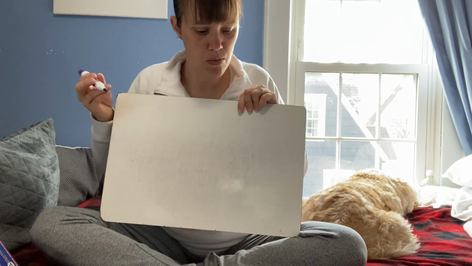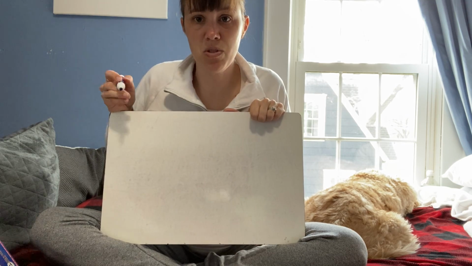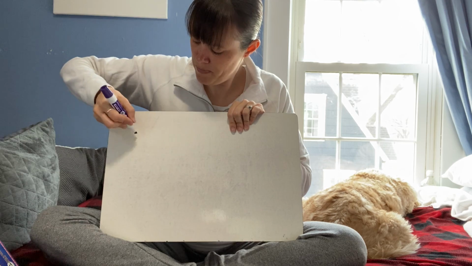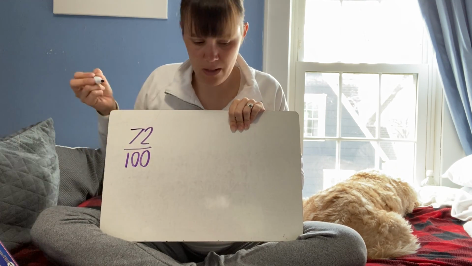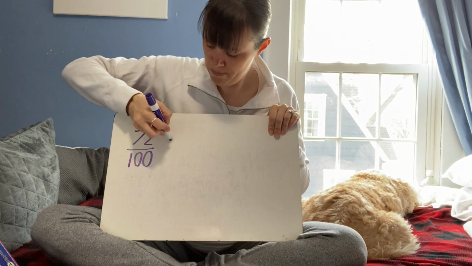We get to make the fraction. So it says that decimal says 72 hundredths. So that means we have 72 hundredths. That was the easy part, wasn't it? So how many hundredths do we have? We have 72 hundredths.